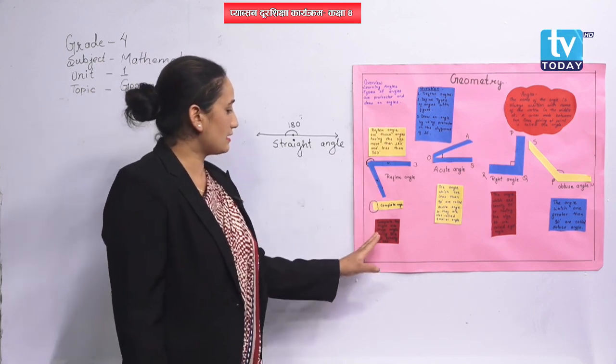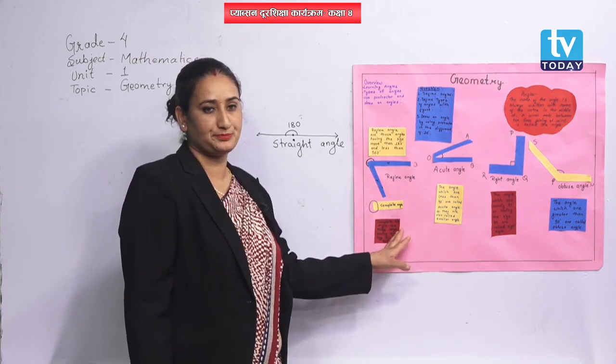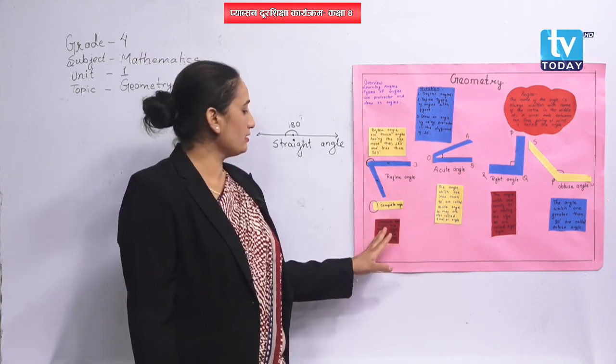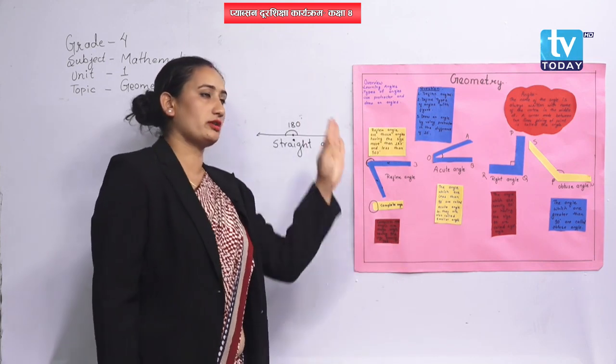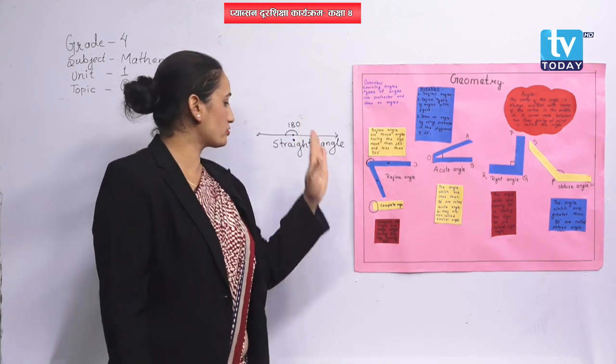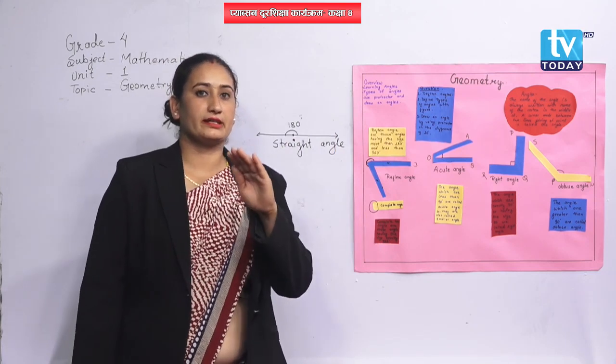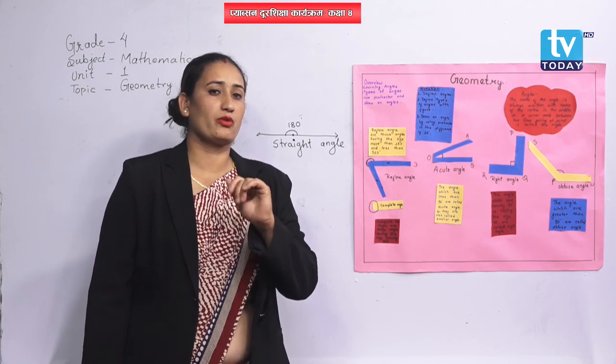Now next let's go to the complete angle. Ready to write? Complete angle means a complete turn. A complete turn. Just for example, in one year, how many days will there be in one year?